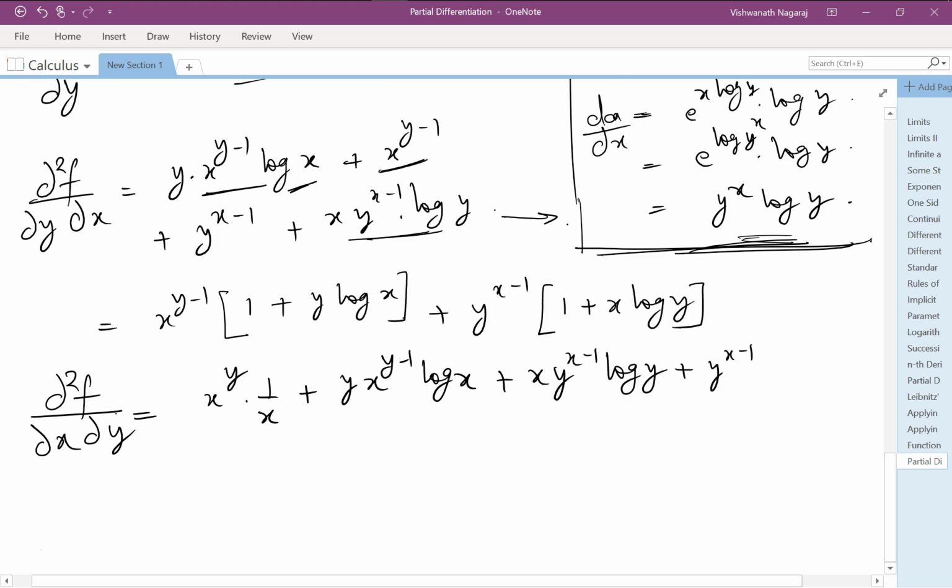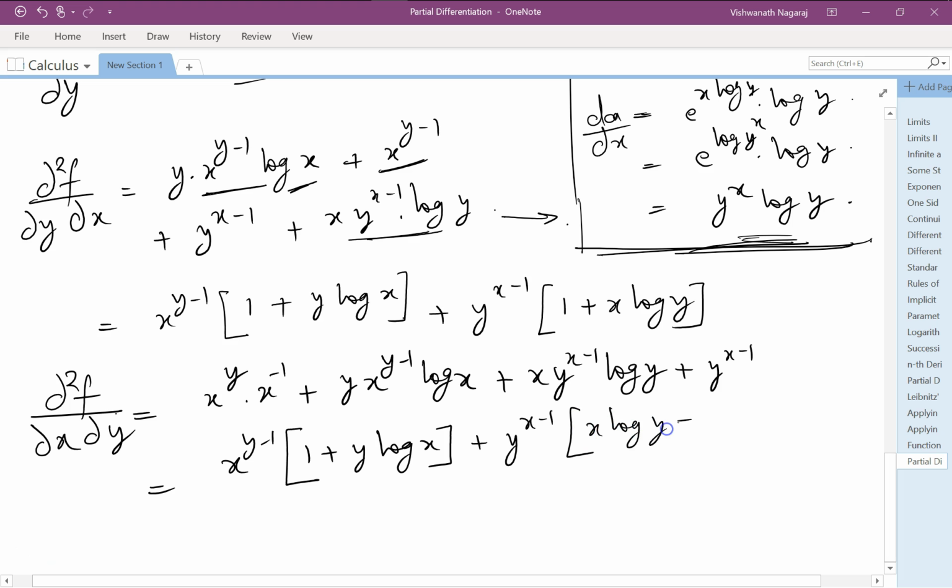This, again, you have to do carefully. Now this x can be taken up, so this becomes x to the power of minus 1. Which means this can be written as y minus 1, x to the power of y minus 1. x to the power of y minus 1 is common. Oh, why did I remove it? y minus 1. So 1 plus y log x, plus, again y to the power of x minus 1 is common. So it becomes x log y plus 1.